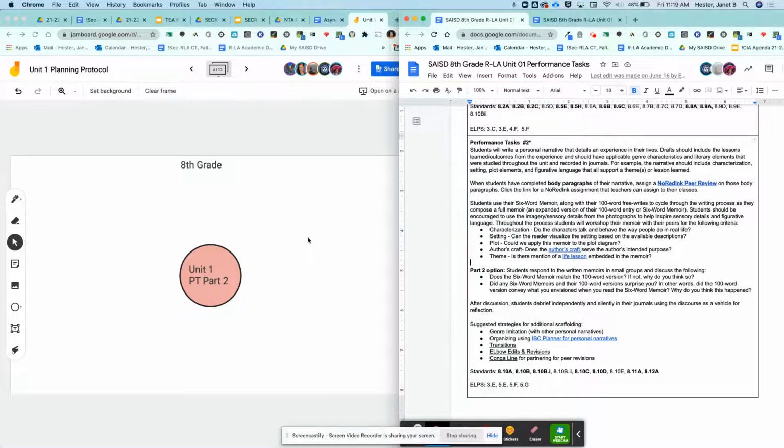Okay, well, right off the bat, I'm looking and seeing that plot's obviously going to be major. So that's one of the skills that I'm going to put. And I see author's craft, but kind of with a focus on voice. So I think I'm going to add that. I think that's an important skill.